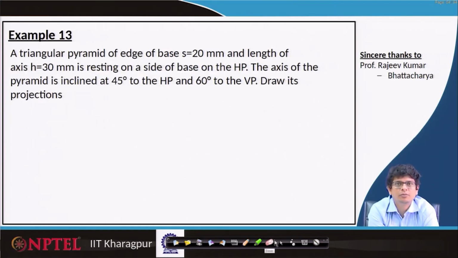And this problem, work it out as homework, where a triangular pyramid of base edge 20 mm and length 30 mm is resting on a side of the base on the horizontal plane. The axis of the pyramid is inclined at 45 degrees to the horizontal plane and 60 degrees to the vertical plane. If that is the case, draw its projections.